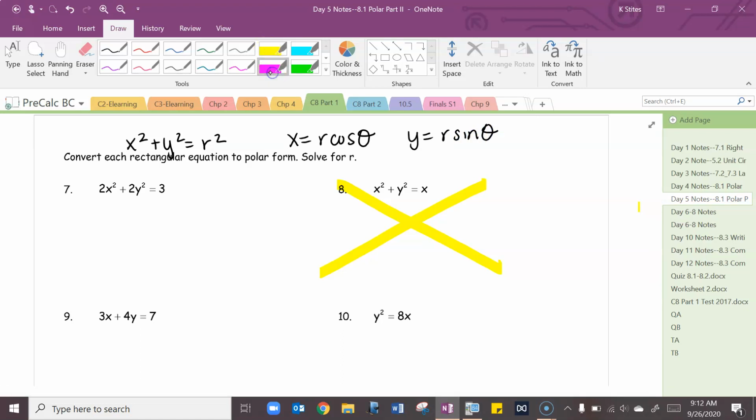All right, so for example, with these three problems, we are in rectangular, that's why we have x's and y's, and we want to convert to polar form, meaning when you're done, you should not have x's and y's, you should only have r's and/or thetas, and we are going to solve for r. Most people really like these because you get to manipulate these equations. You're looking for something that you can convert to an r or theta. So for example, in number 7, what we can do is pull out a 2.